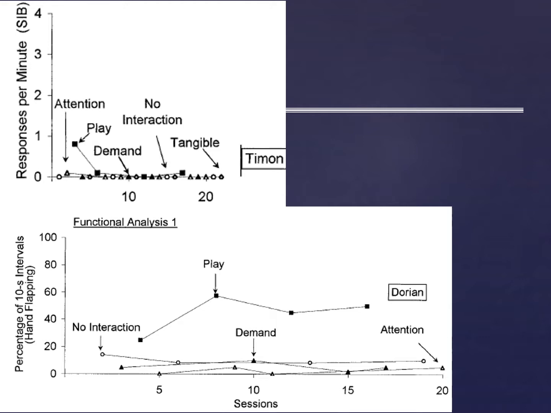In Timon's case, on the top graph, the target behavior hardly occurred at all throughout the first functional analysis, despite the teacher referring him for hand-biting behavior. In Dorian's case, on the bottom graph, hand-flapping behavior occurred at the highest rates during the play condition, what should have been the control condition in which behavior is intended to be abated and not occur at all. So why did these odd results happen? The rest of this paper answers that question.